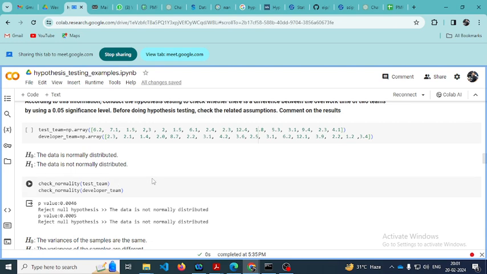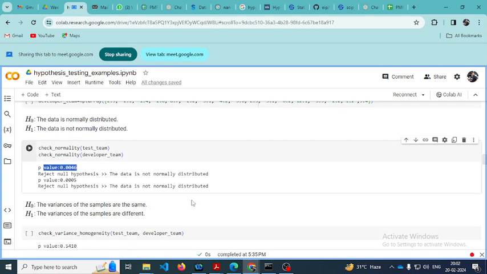So you are trying to reject that hypothesis, whatever hypothesis you are going to assume. In this problem, mu1 less than or equal to mu2, where mu1 is the average work time of one team and mu2 is the average work time of the other team. That is the null hypothesis. Based on this p-value you can reject that null hypothesis. This data is not normally distributed.